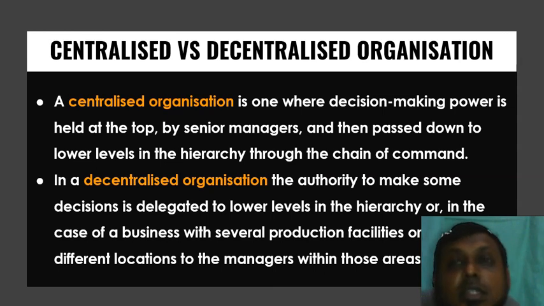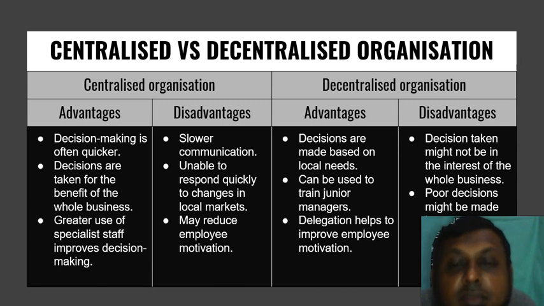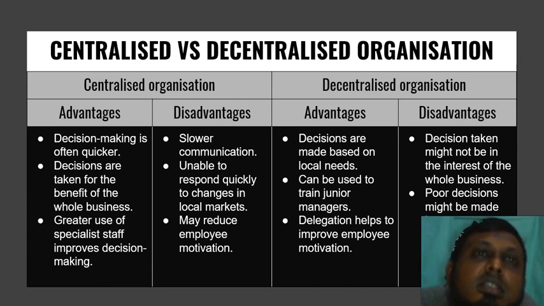Now let's look at the advantages and disadvantages of centralized and decentralized organization. Centralized and decentralized organizations have a number of advantages and disadvantages. Some of the most important of these are given in this table. Centralized organization has advantages such as decision making is often quicker.